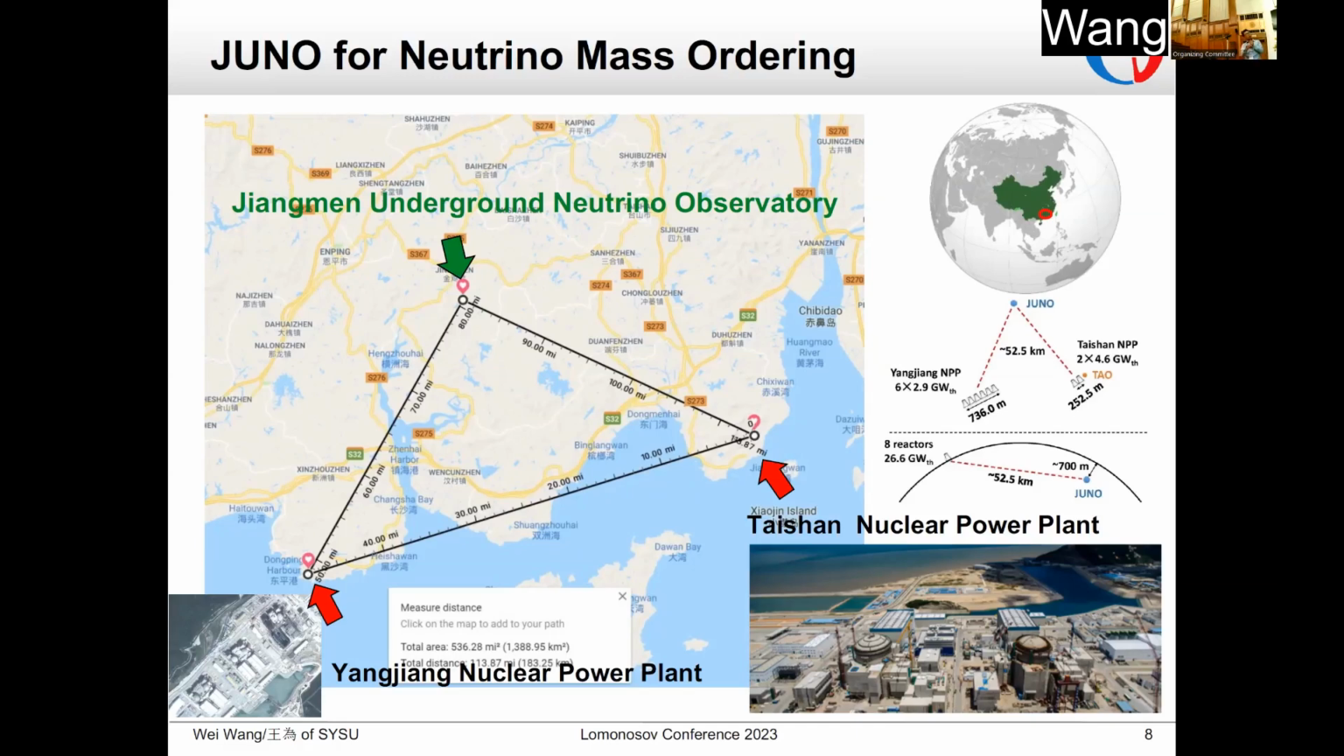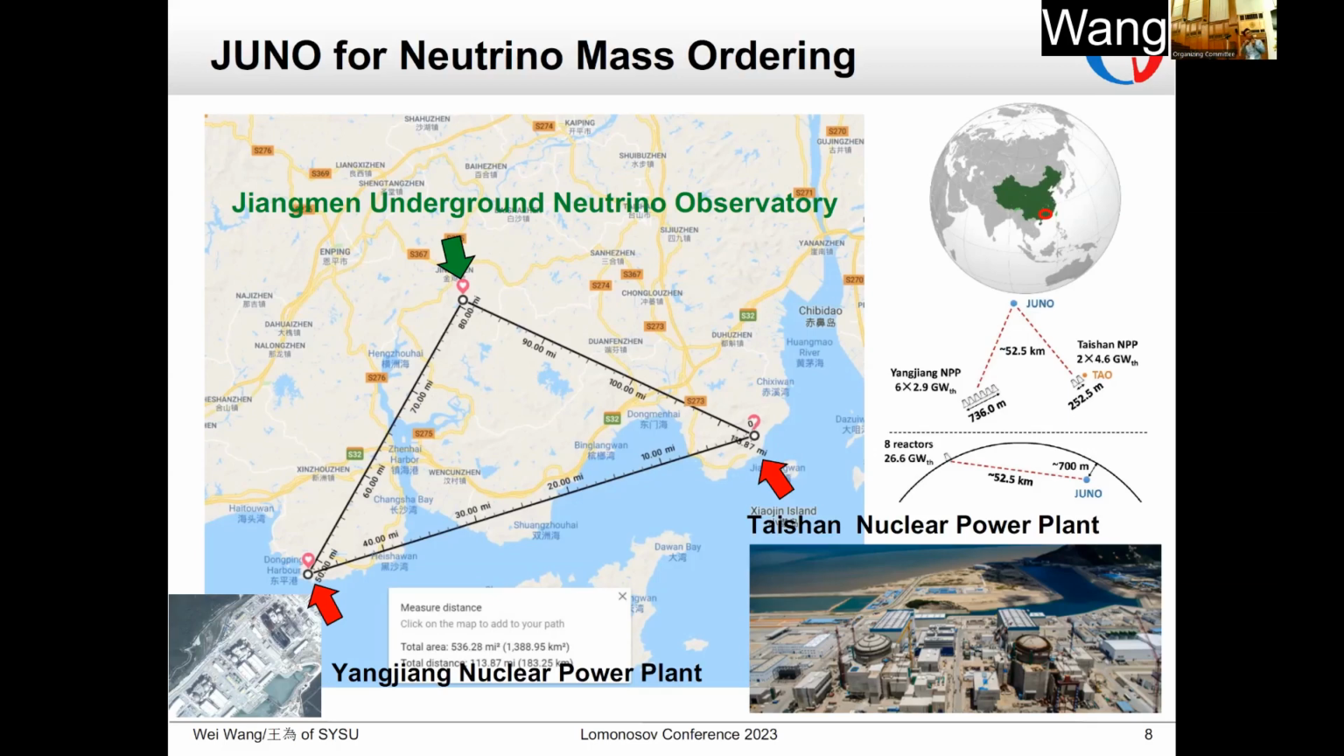Worth pointing out, the Yangjiang power plant is just like the Daya Bay power plant, 6 pressurized water reactors. And the Taishan power plant is actually the first European pressurized water reactor in the world. It's 4.6 gigawatts of thermal power. The original plan was to build 4 of them, but later the plan was changed back to 2. And you probably heard of the difficulties with the very first one due to some inconvenience, but we can discuss that offline if you want to know more of the details.